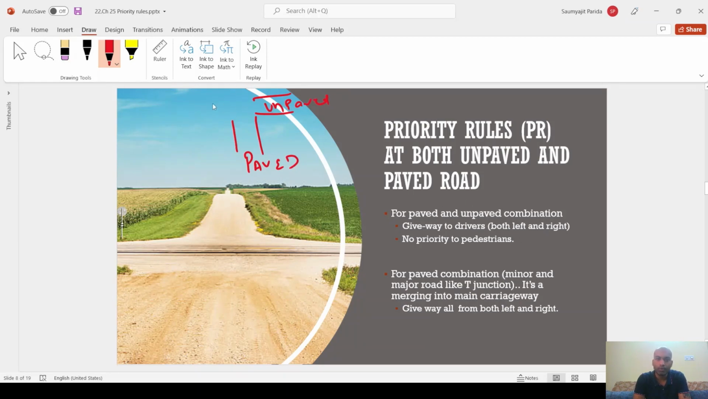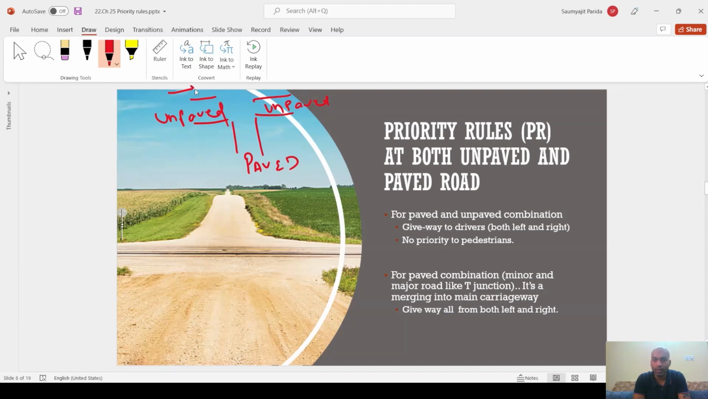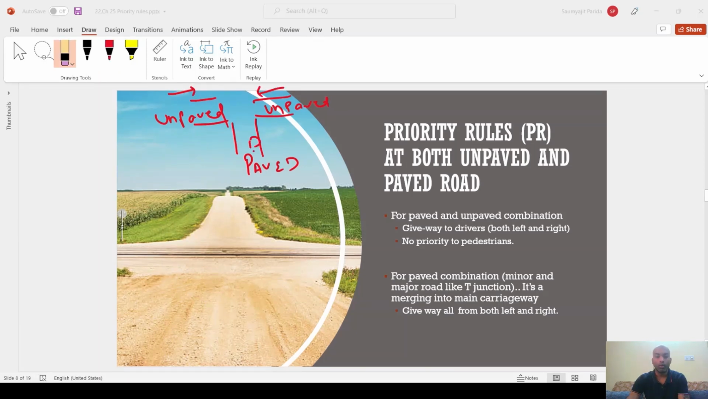Suppose, for example, this is an unpaved road. If a car is trying to enter from this direction or from this side, then the car on the paved road does not have to give priority to the cars on the unpaved road. So either from the left or from the right, this car will go first.